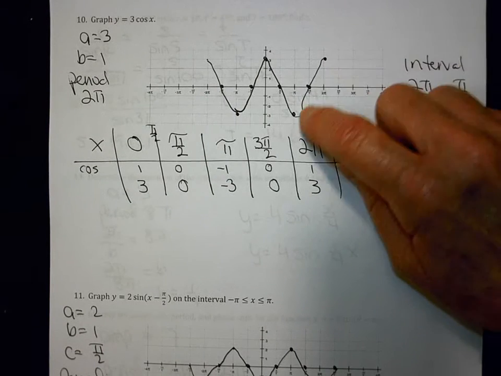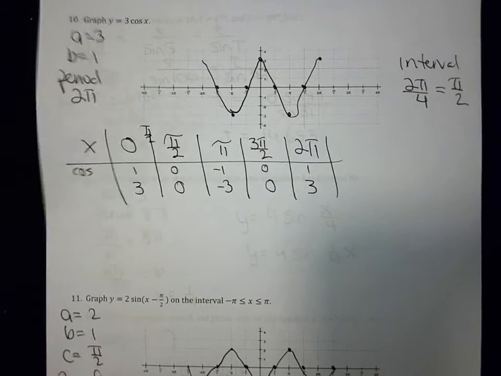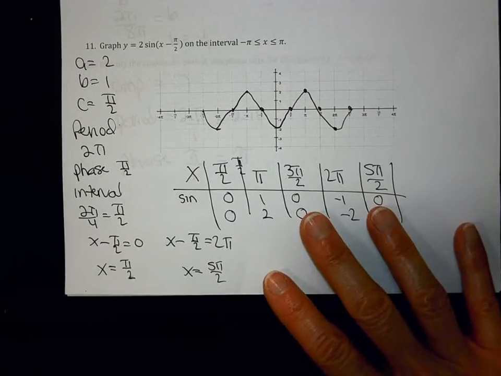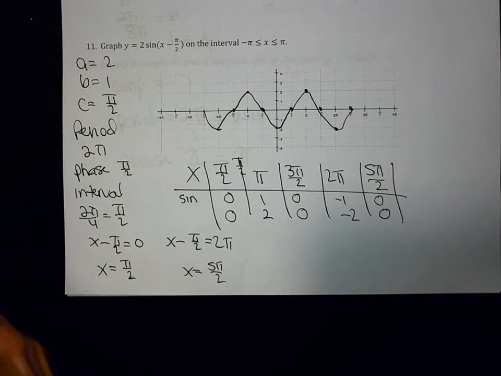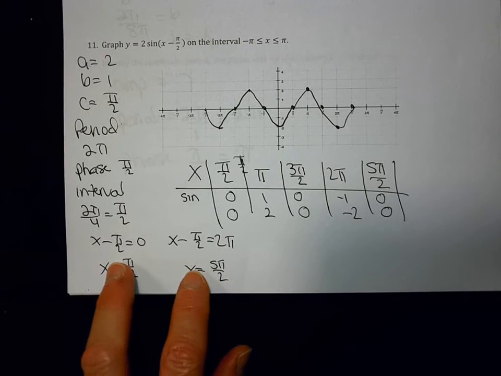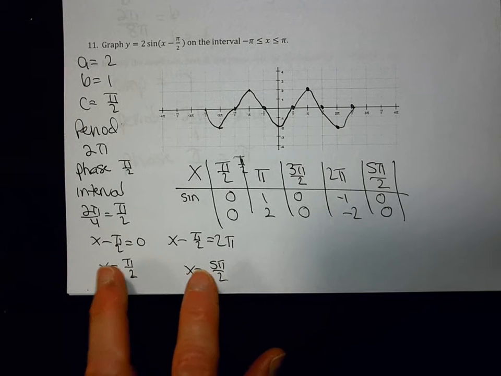So just this piece would be enough. Okay, if we take a look at 11, again, we're defining the A, B, and the C. Our period is 2 pi over 1, so 2 pi. Our phase shift is pi over 2 over 1, and the interval is 2 pi over 4, or pi over 2. We have to find our n's by using the phase shift portion.